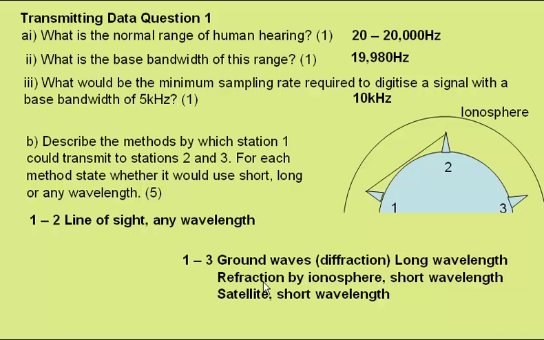We could use refraction by the ionosphere. Don't forget this appears as if it's reflection, where the waves would travel up to the ionosphere and come off towards station 3. That requires short wavelength radiation. Or we could use short wavelength radiation to send the signal right up through the ionosphere to a satellite and back.